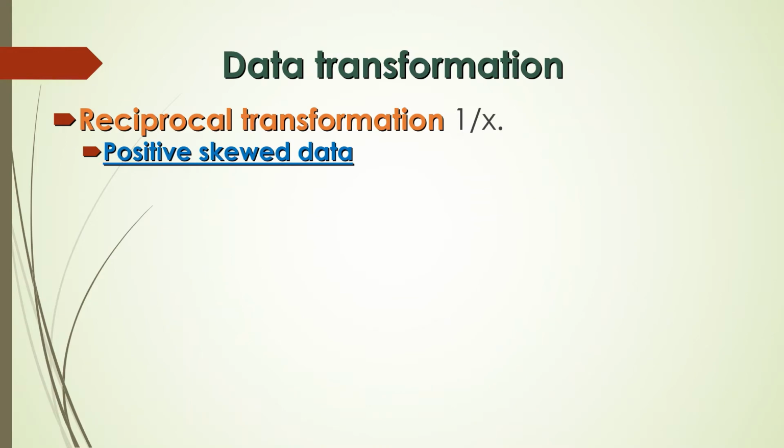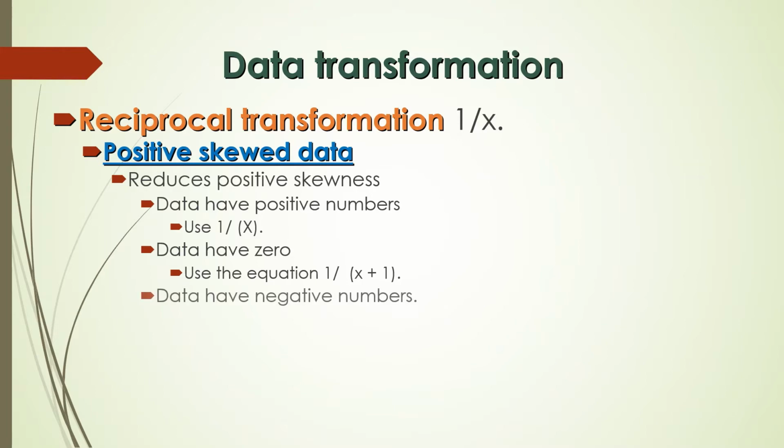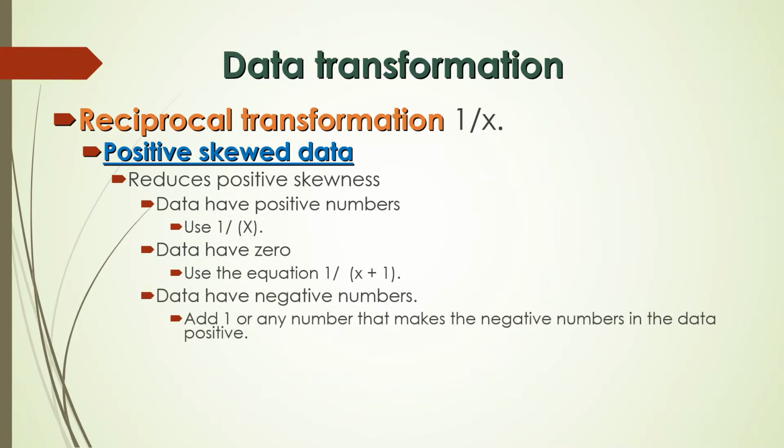The final option of transformation is called reciprocal transformation, or inverse transformation. Again, if you have positively skewed data, reciprocal transformation reduces the positive skewness and hopefully converts the data to become normally distributed. So if you have a positive number, then use 1 over x. Divide 1 by each individual score in your data. If your data has a 0 in it, then use the equation 1 divided by x plus 1. If your data has a negative number in it, add 1 to any number that makes a negative number in the data positive.